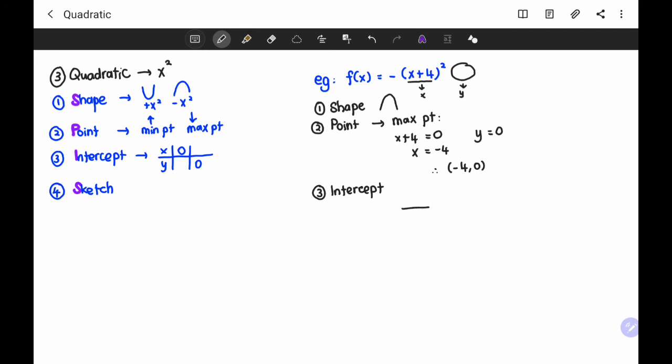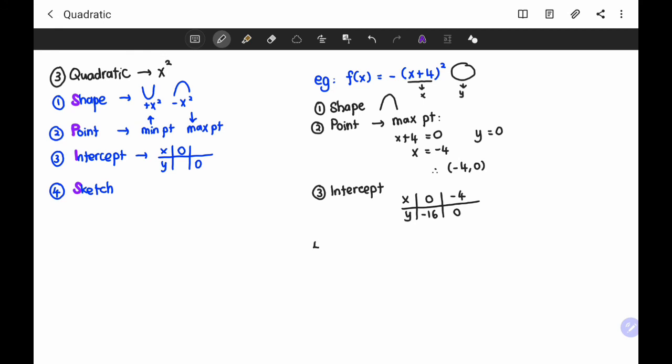Intercept kita cari point x, y. When x equals to 0, kita sub masuk dalam soalan. 0 plus 4, 4 square 16, so negative 16. When y equals to 0, x akan dapat negative 4. Tu ke 0, 0. Okay, negative 4. Kamu guna calculator je untuk cari x dengan y ni.